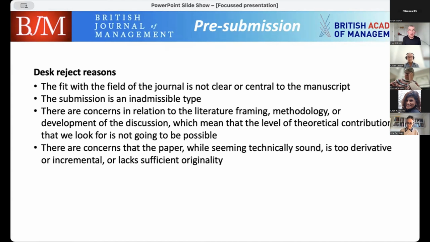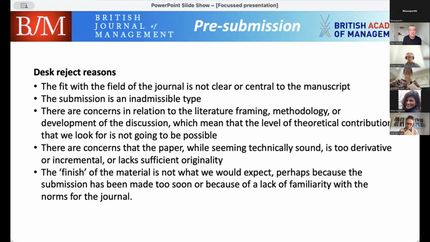Or it might be too derivative or incremental or lack originality. That's both in terms of automated checks. People do sometimes submit work, sadly, that is plagiarized or draws too much on their own prior work. Or they're just making an incremental contribution because they haven't kept up with the current literature. So again, making sure you know where the literature is is important to framing your contribution in a powerful and persuasive way.